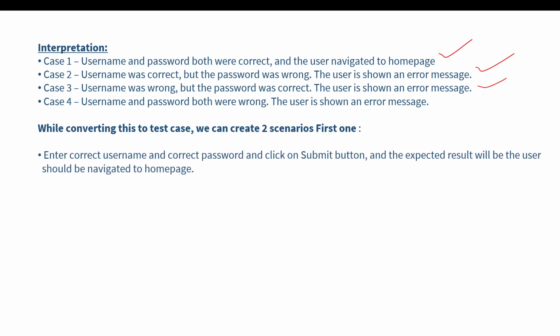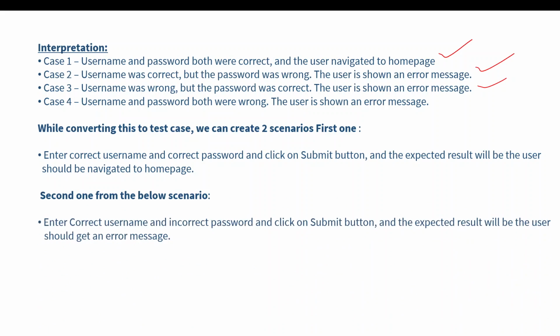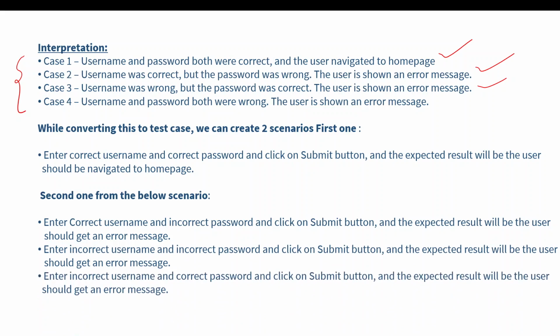While converting these test cases, we can create 2 scenarios. To create these four test cases, there are basically 2 scenarios generally. One is entering the correct username and password and clicking on the submit button. That is the positive test case. And negative, where we have 3 cases: incorrect username and password combinations. So these are 2 scenarios. One is correct username and password, and another one is where either one of them is wrong. So this is how we derive 4 test cases using a decision table.